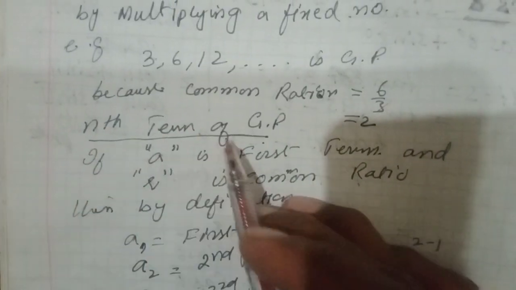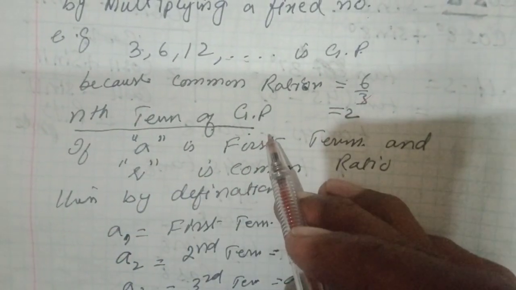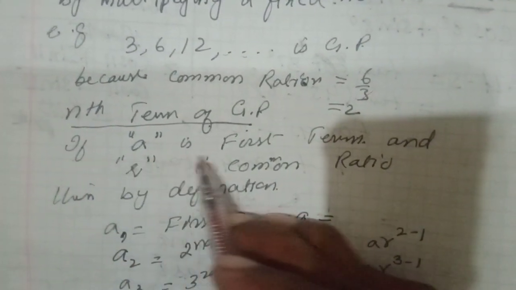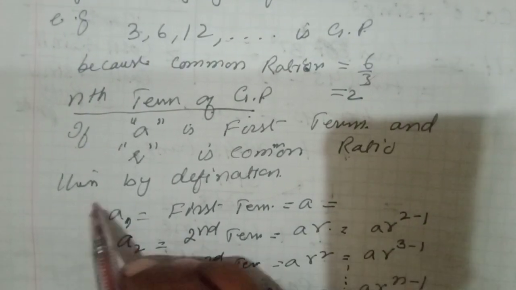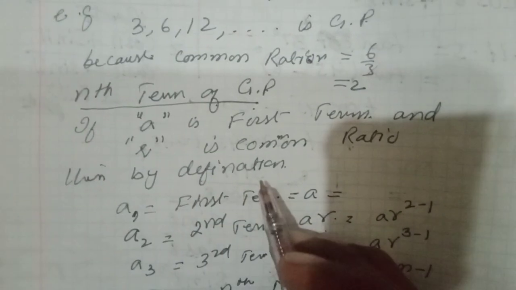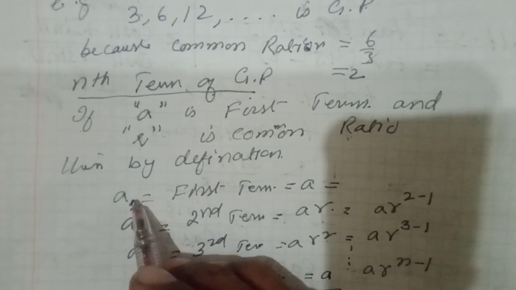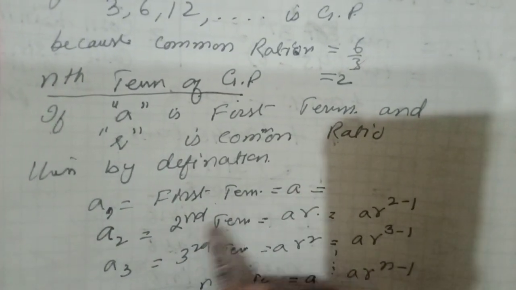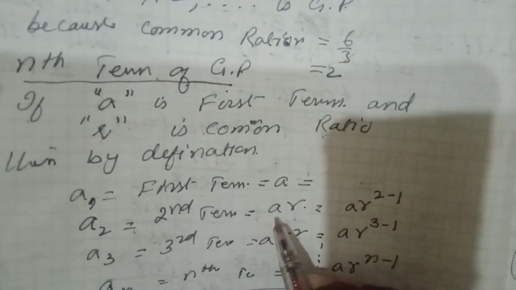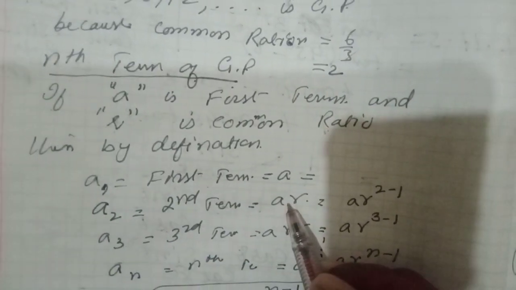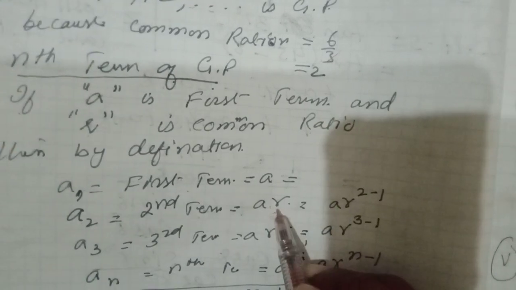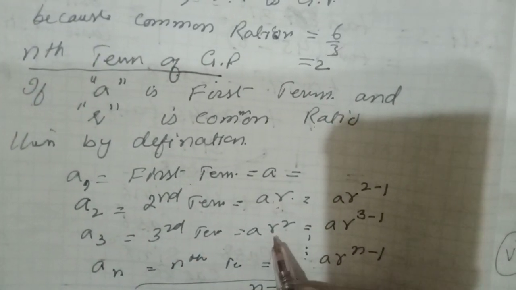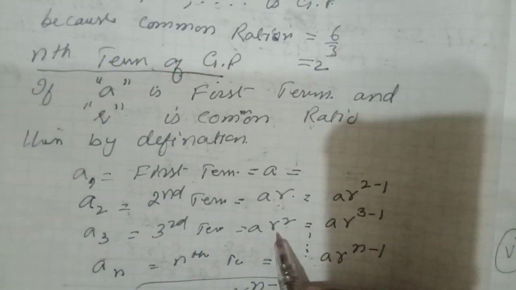Now let's find the nth term of the GP. Suppose A is the first term and R is the common ratio, then by definition, A is the first term. The second term will be A multiplied by the ratio, because the next term comes from multiplying by the ratio, so AR, and the third term will be AR square, multiplying 2 times by R.